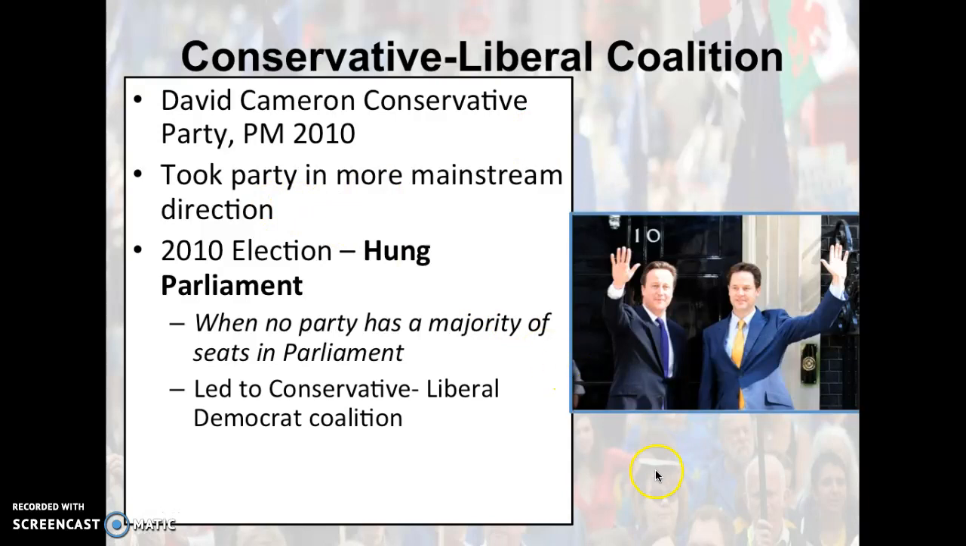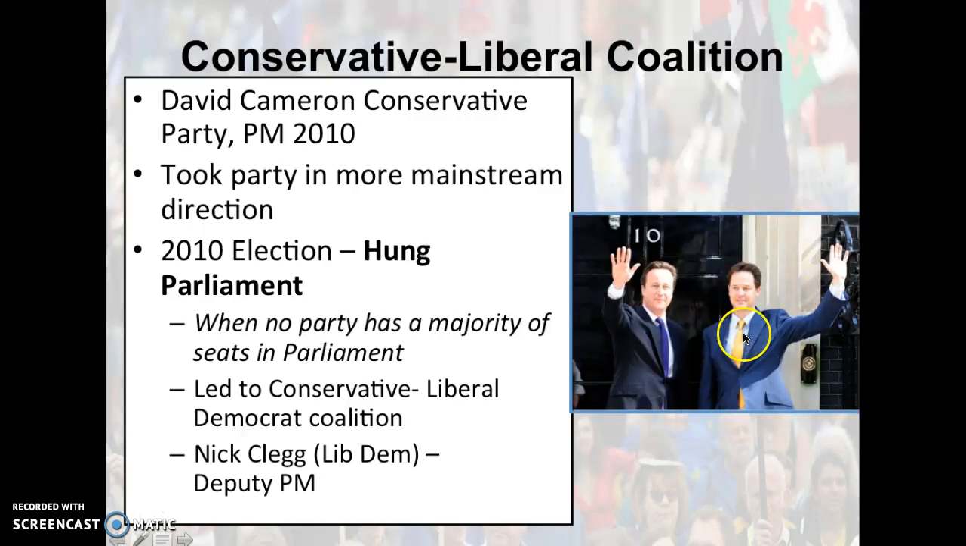And he picked the Liberal Democratic Party to form a coalition. So this is Nick Clegg, the head of the Liberal Democratic Party, and he became what's called the deputy prime minister. So he was the head of the smaller party, and together those two parties, the Conservatives and the Lib Dems, formed Her Majesty's government.